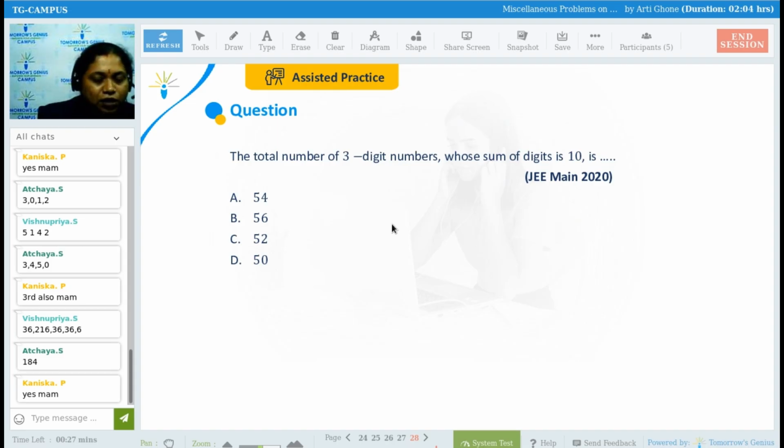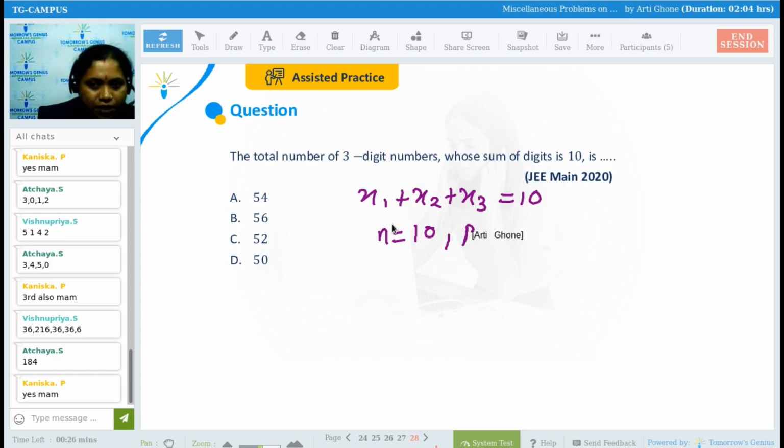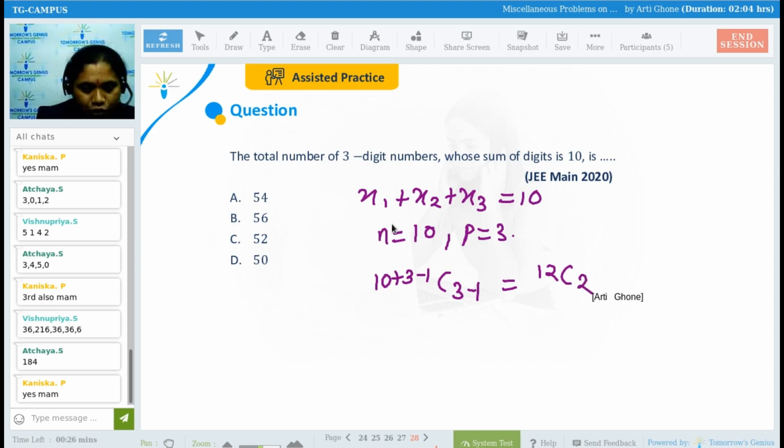Total number of 3-digit numbers whose sum is 10. What will be the answer if you think on this? x1 plus x2 plus x3 is required to be 10. That means clear cut I have n is equal to, sorry, n is equal to 10 and r is equal to 3. So what is it by Beggar's method? 10 plus 3 minus 1 C 3 minus 1. So the answer will be 10 plus 3, 13 minus 1, that is 12C2. Clear? Yes or no?